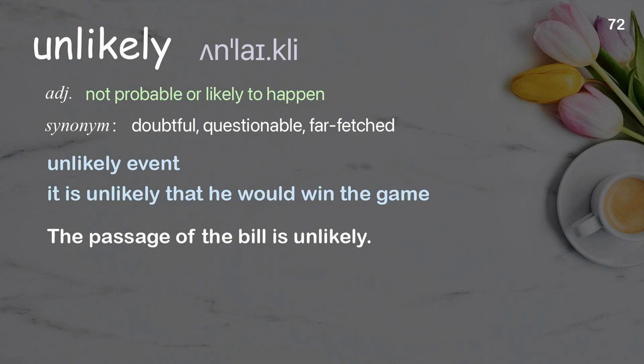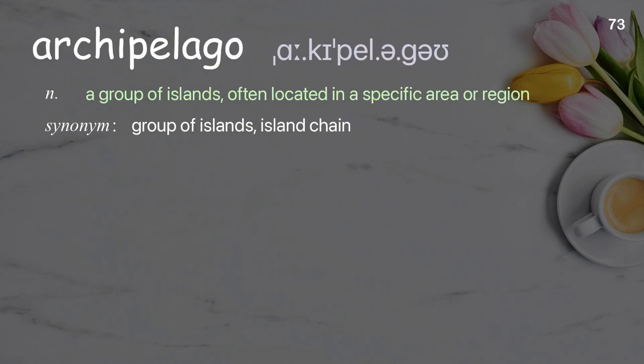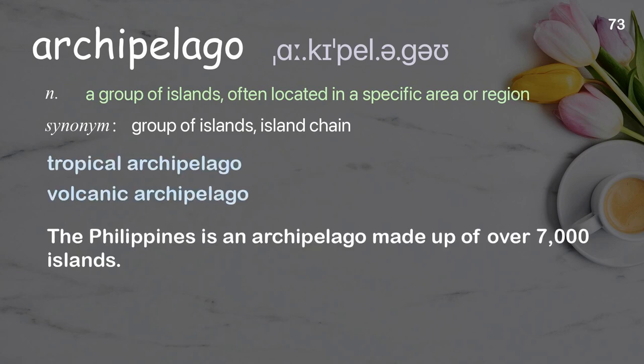Archipelago. A group of islands, often located in a specific area or region. Examples: Tropical Archipelago, Volcanic Archipelago. The Philippines is an archipelago made up of over 7,000 islands.